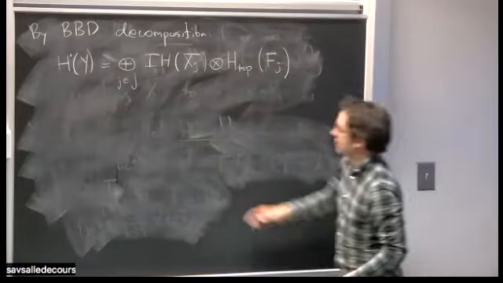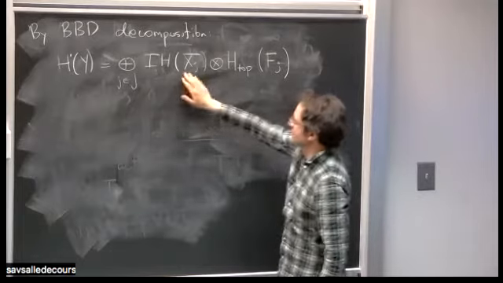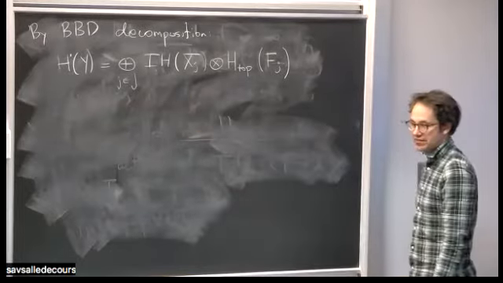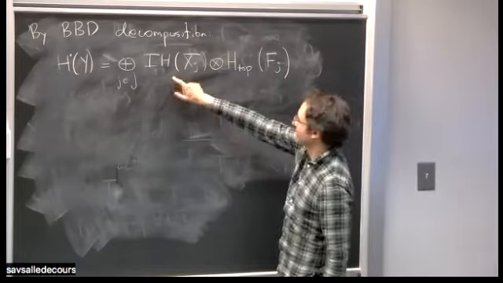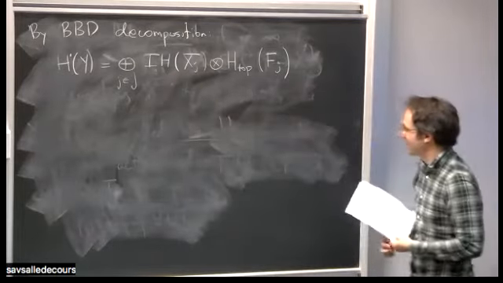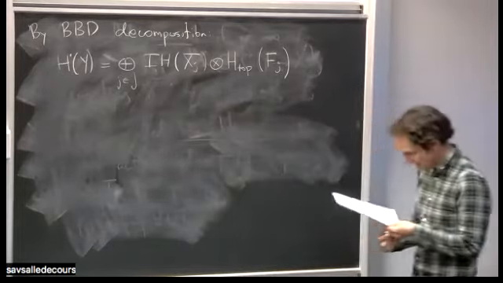Intersection homology is a homology theory that's adapted for singular algebraic varieties. But in a few minutes, I'm going to get rid of this intersection homology. So if you don't like it, you don't have to worry too much about it.